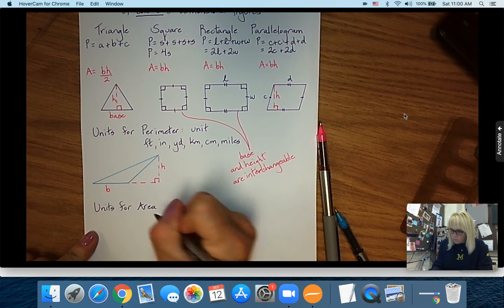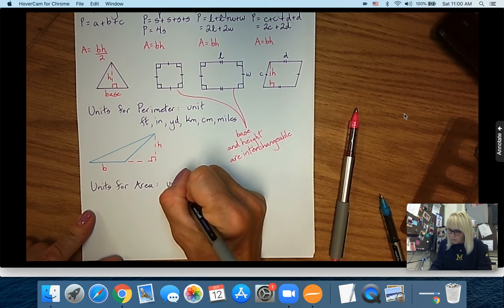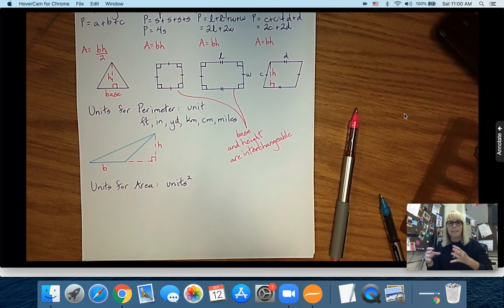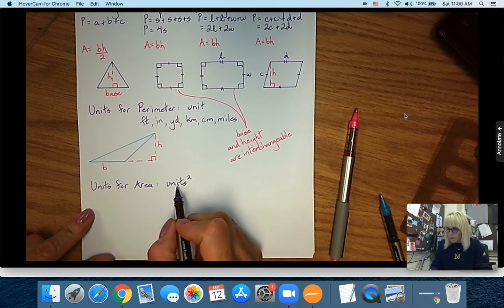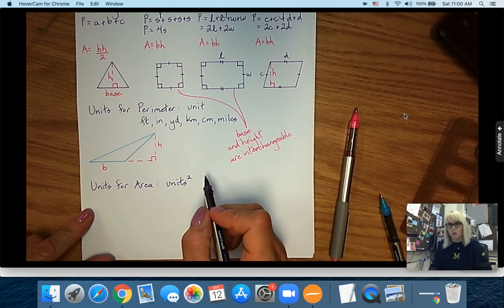Units for area. Let's throw those down here. So units for area, okay, are square units. Because remember, area is what is inside of a figure. Perimeter is the fence around a figure. Area is what's inside. So units for area are units squared.